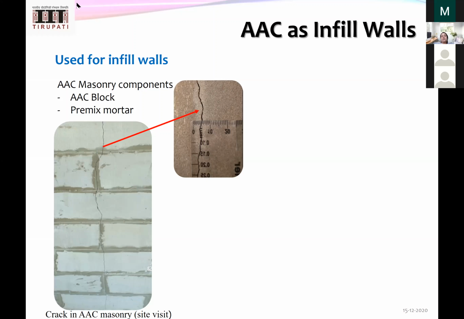If you go to the permanent campus, they have constructed a hostel which had AAC blocks as infill walls. But all these AAC blocks started getting cracks. Even though it's a lightweight material, cracks are always a trouble for a person who lives inside, right? So the serviceability criteria is not being satisfied. What is the reason behind these cracks was the main question. We understood there are researches happening in this area, so we also started a little research in this area.